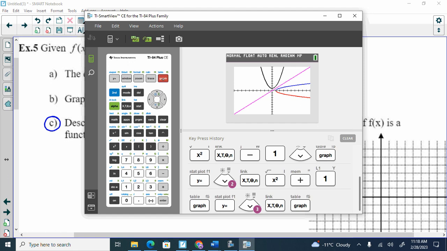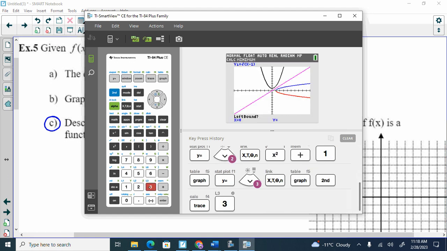Now, wherein lies the problem on this? If I go and draw a horizontal line across this black one here, we got problems, correct? Horizontal line will not pass. We agree? So what do I need to actually find in order to restrict the domain of the original? The x of the vertex. Find your minimum. So go second trace minimum on your calculator.